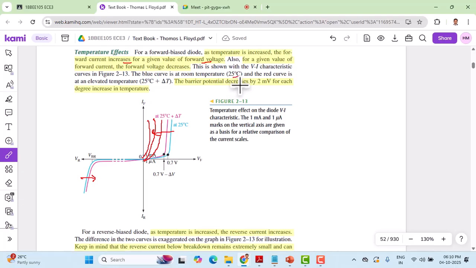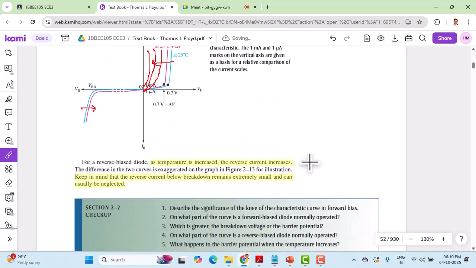The barrier potential decreases by 2 millivolts for each degree increase in the temperature. For every degree increase in the temperature, there is a barrier potential drop of 2 millivolts. That's in the forward direction, whereas in the reverse direction, as temperature is increased, the reverse current increases.